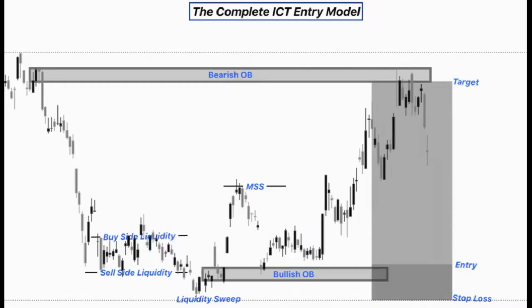Before an order block becomes a high-probability trading opportunity, we first need to understand liquidity. Smart money often targets areas where stop-loss orders are resting. In this example, sell-side liquidity is resting below these equal lows. Notice how price first sweeps the sell-side liquidity before reversing. This is one of the first clues that smart money may be preparing for a bullish move.